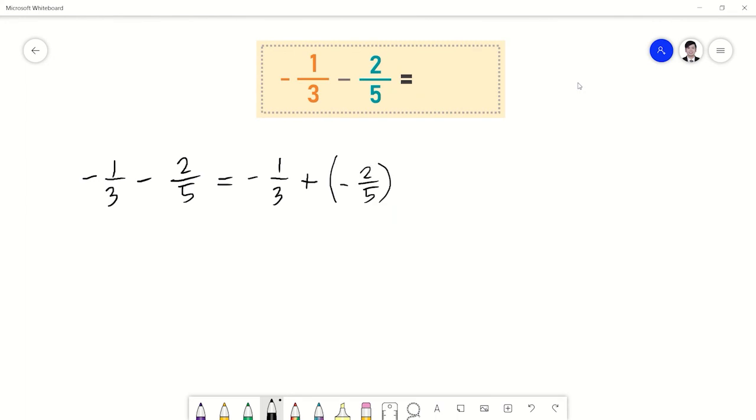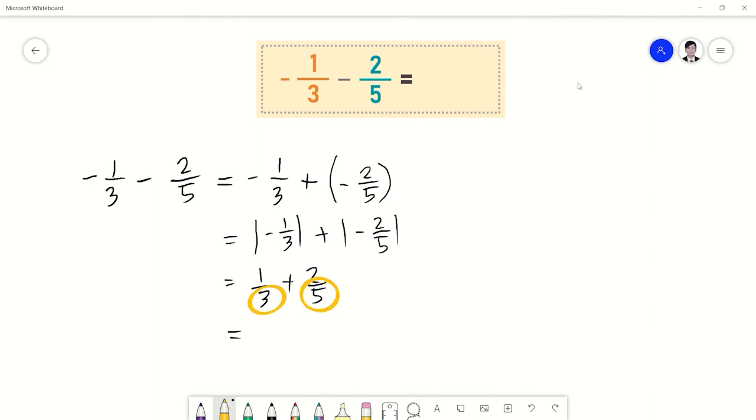Now they have the same sign, negative, negative. So all you need to do is to get the absolute value of negative 1/3 plus the absolute value of negative 2/5. The absolute value of negative 1/3 is 1/3. The absolute value of negative 2/5 is 2/5. Okay, now they have different denominators, so that means you still have to find the LCD.